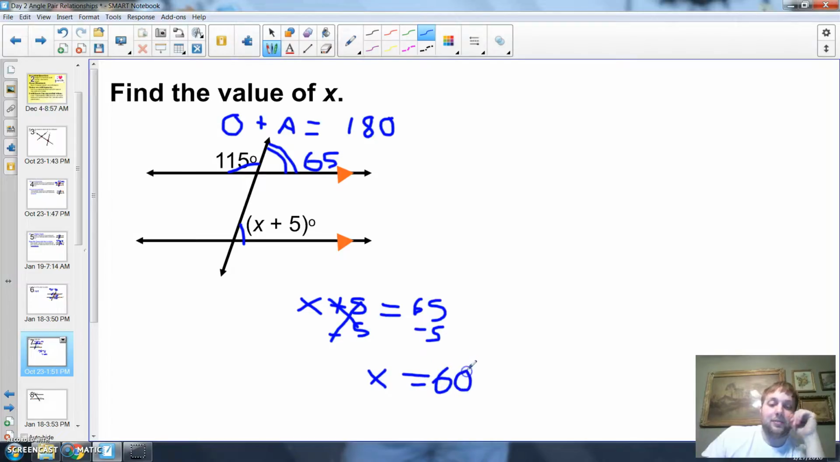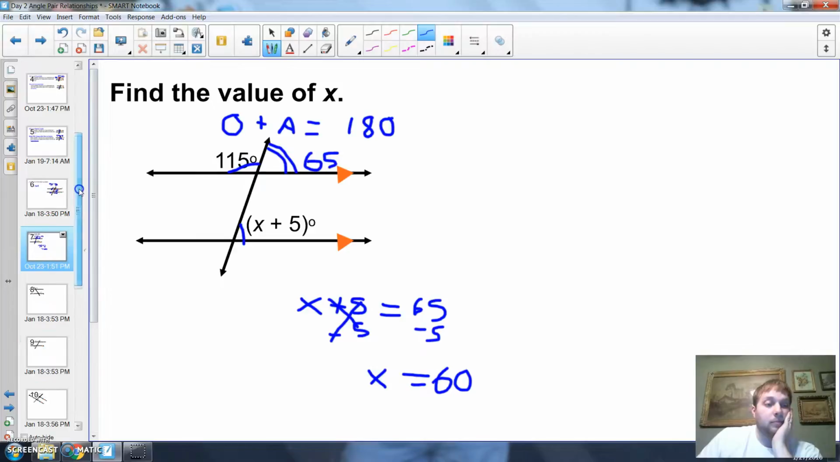And let me tell you what, if your x is 60, well, let's just say you like little older people. All right, there's your answer.